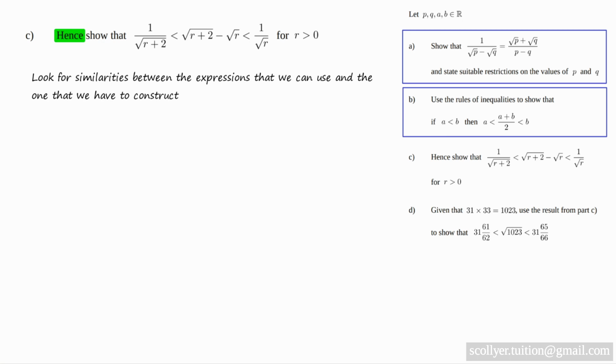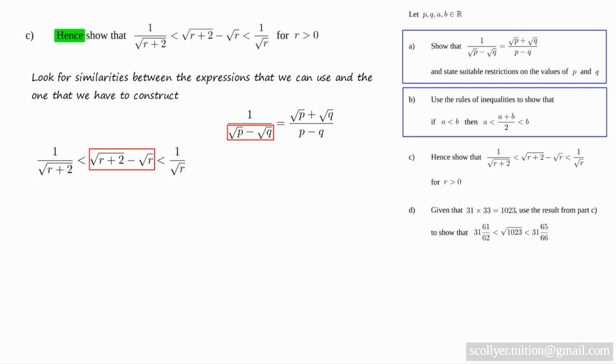Now, it's far from obvious how we should proceed in this question, so what we shall do is to look for similarities between the expressions that we can use, i.e. those from part A and part B, and the one that we have to construct. So here is the expression that we have to construct, and here is the expression from part A. And we immediately notice that there is a similarity between the expression in the red box and the denominator of the left-hand side of the expression from part A.